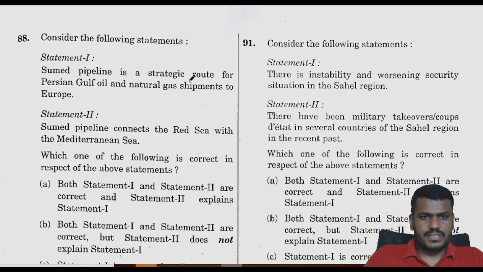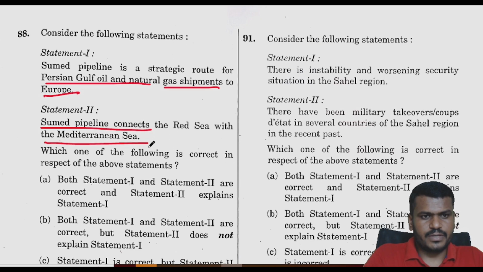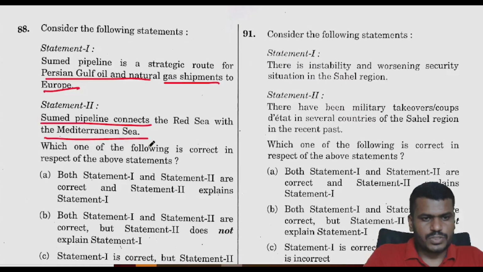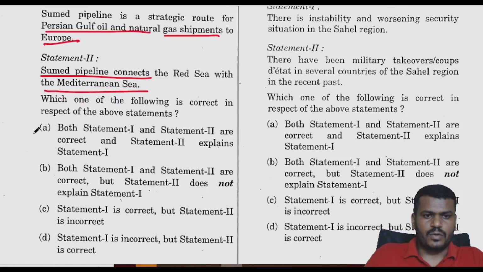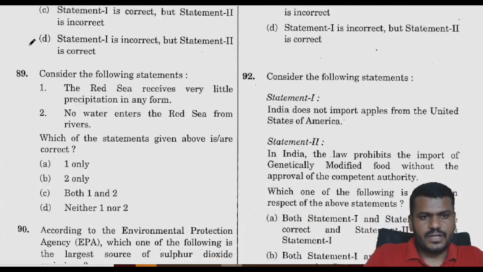Next, a statement-based question. The first: a pipeline is a strategic route for Persian Gulf oil and natural gas shipments to Europe. Second: a pipeline connects the Red Sea with the Mediterranean Sea. Okay, the 2 statements they have given in this question, definitely both 1 and 2 are correct, and even the second statement is a correct explanation of the first statement, guys. This pipeline was definitely in the news.